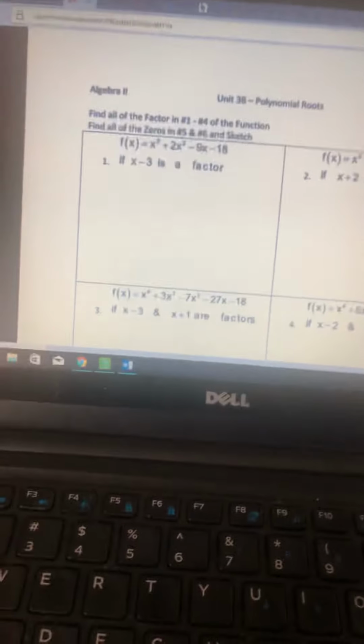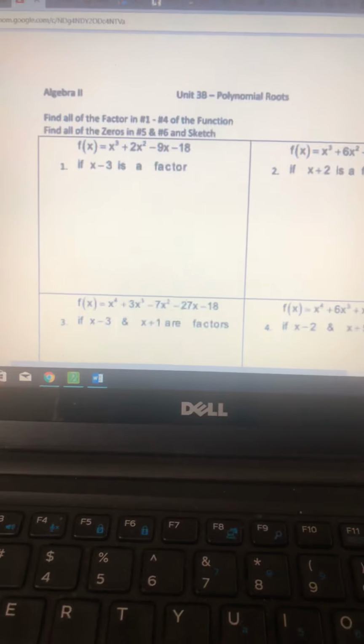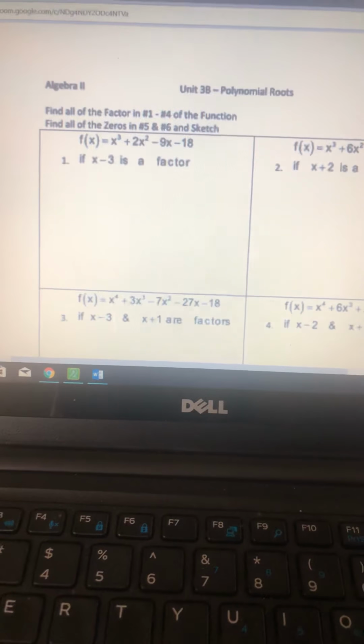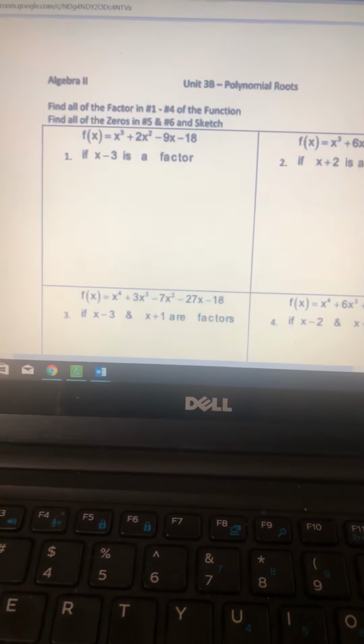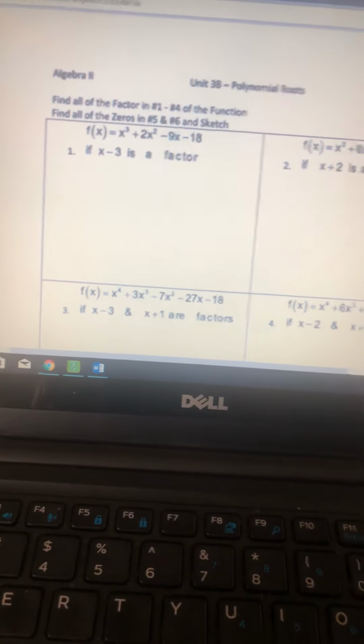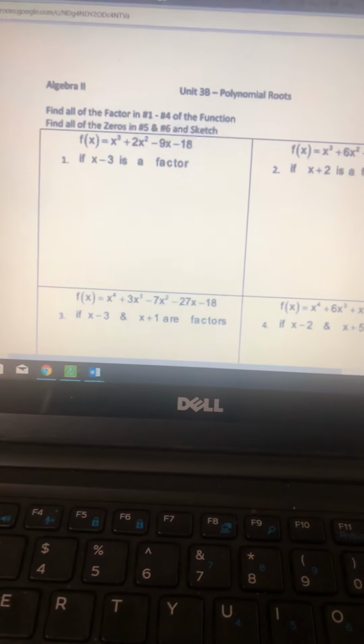If you have any issues getting the work to me, then please let me know. I've had some of you text me and say, how do I get it in? Just simply take a picture of all the work, send it to me through Remind. I haven't looked through all of it yet. I plan on doing that this afternoon after I get my videos done for today.